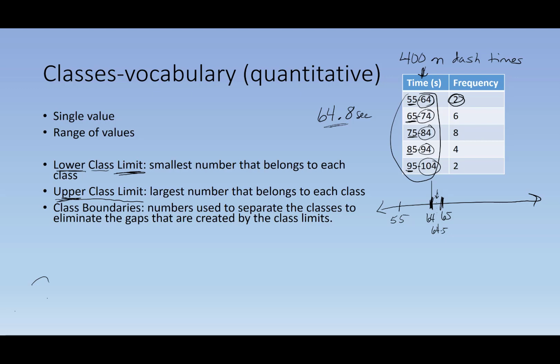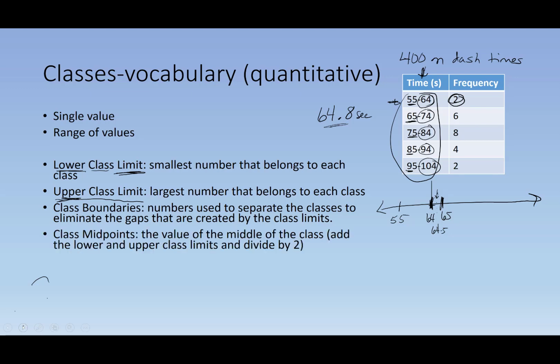So we would just use general rounding rules. If we have anything that's below 64.5, we would put it in our first class. We would say it goes with the class below it. If we have 64.5 or above, we would end up putting it in the second class. So this allows us to eliminate any gaps that are created by these class limits.